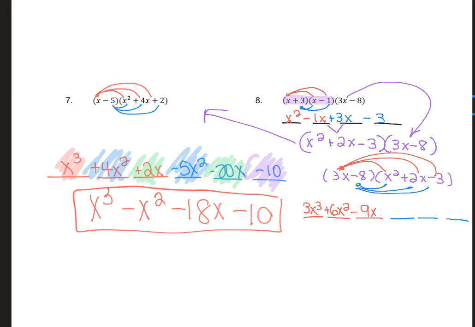Okay. Negative 8 times x squared gets me negative 8x squared. Negative 8 times 2x gets me negative 16x. Negative 8 times negative 3 gets me negative 24. Combining, this I can't touch. 6x squared, negative 8x squared, negative 9x, negative 16x, and I'm highlighting, negative 24.